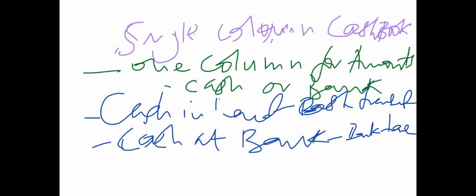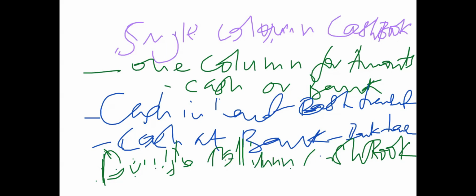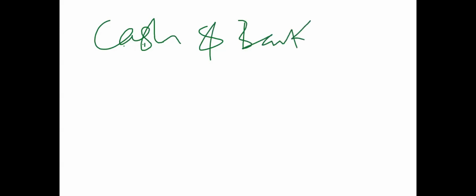Now, we have a double column cash book. The implication is that a double column cash book is a type of cash book which has columns for both cash and bank. So it has columns for cash transactions, and then the bank transactions. So we have a column for cash and a column for bank. Those are the ones that we call the double column cash book.